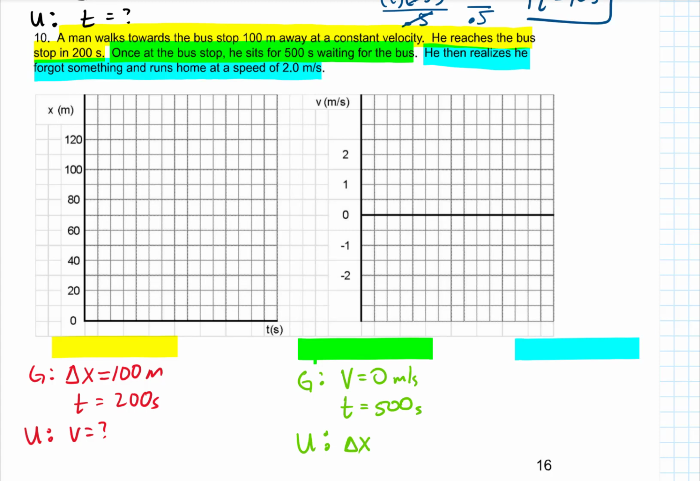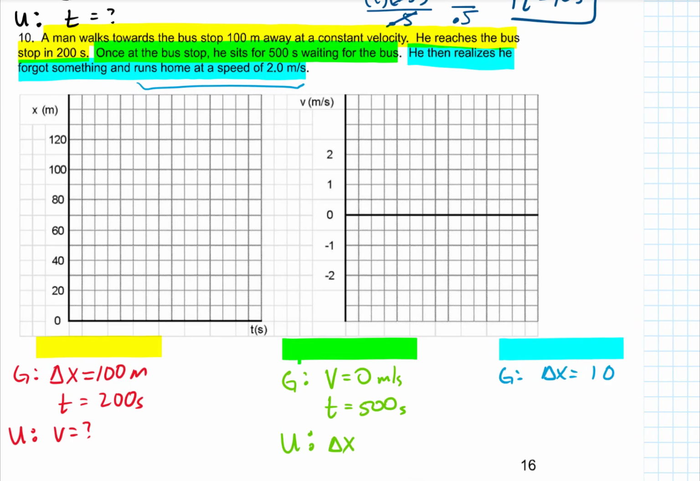And then for the last one, our given, he's going to run back home. So our delta x is 100 meters, but it's back home. He's going in the opposite direction, so it's negative 100 meters. And he does that with a speed of 2 meters per second. And what we don't know here is the time. Our unknown in this case is the time. So what we need to do is find the unknown in each one of these cases.